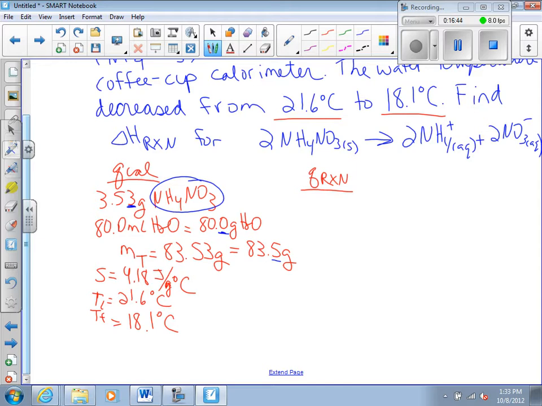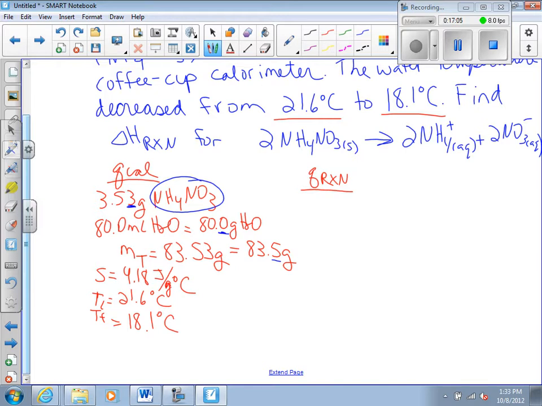Its enthalpy is actually increasing. So should that be endo or exothermic if the reaction's taking in heat? Hopefully you realize it's going to be endothermic. And let's see if our answer at the end ends up making sense. We always want to check, do things make sense?